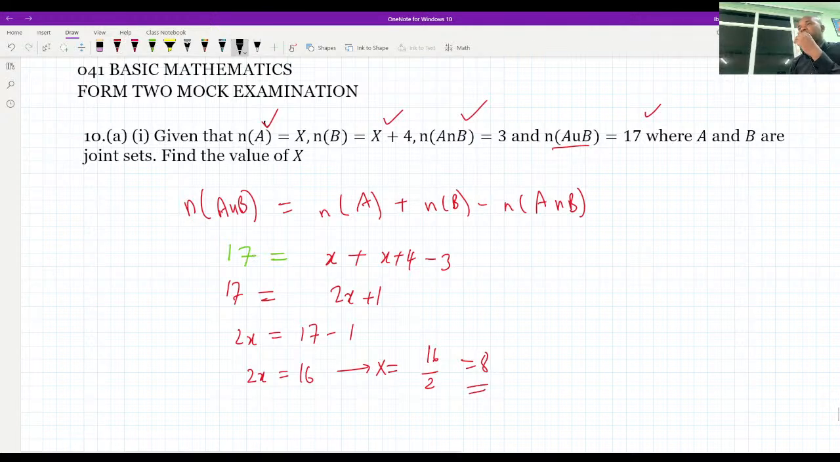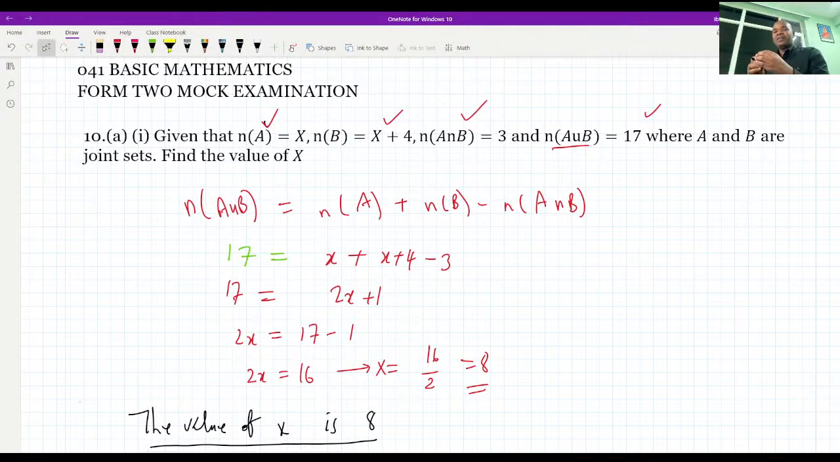So we were supposed to find the value of x. So the value of x is 8, dear colleagues. The value of x is 8.